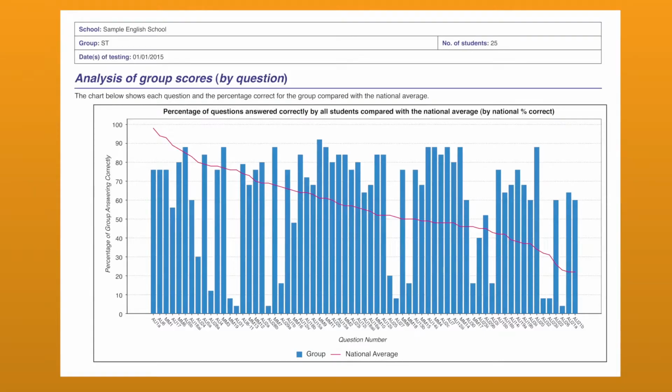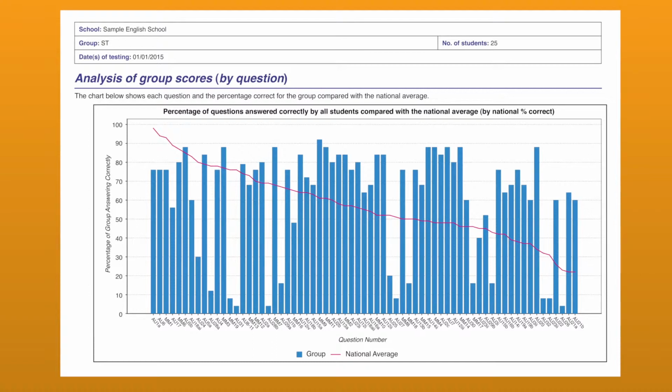Now, looking again at our high-achieving group, this bar chart shows the percentage of students in the group who responded correctly to the individual questions within the test. The pink line shows the national percentage correct. You can see that the chart is going from the easiest question to the hardest question. You can also see from the bar charts where there is a divergence within the group.